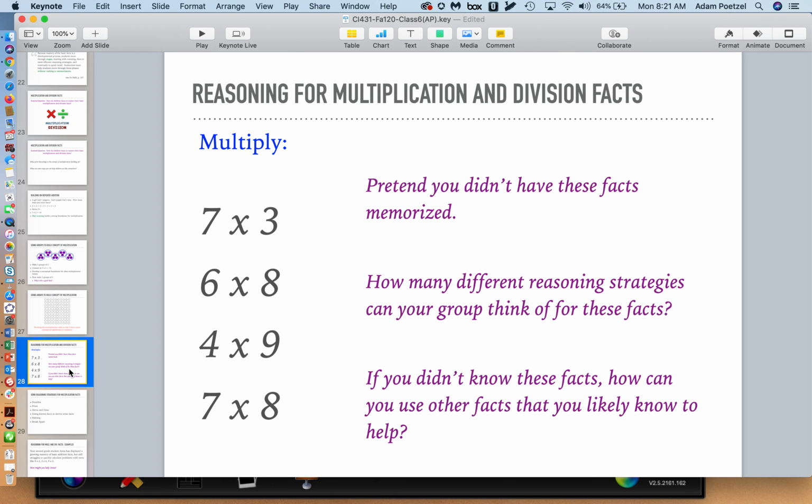So, as we work towards more mental strategies, we're going to need some different types of reasoning strategies again to work towards that, just to use some thinking in our head or some jotting down of ideas here. So for you, I encourage you to pause the video and think about these 4 for a second. A key question here is if you didn't know these facts, how might you figure it out? Or how could you use other facts that you likely know to help?